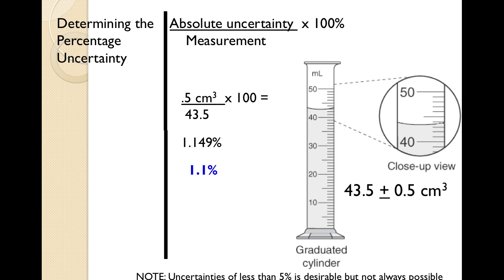Now, one thing to note is that uncertainties of less than 5% in an experiment are desirable, but it's not always possible. So do your best to estimate your measurements and then see whether or not your percentage uncertainty is near 5%. That's the ideal, but it's not always possible.